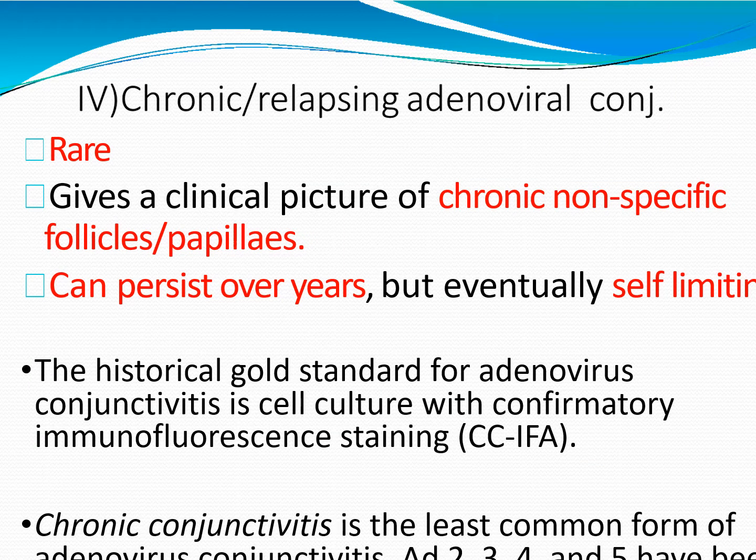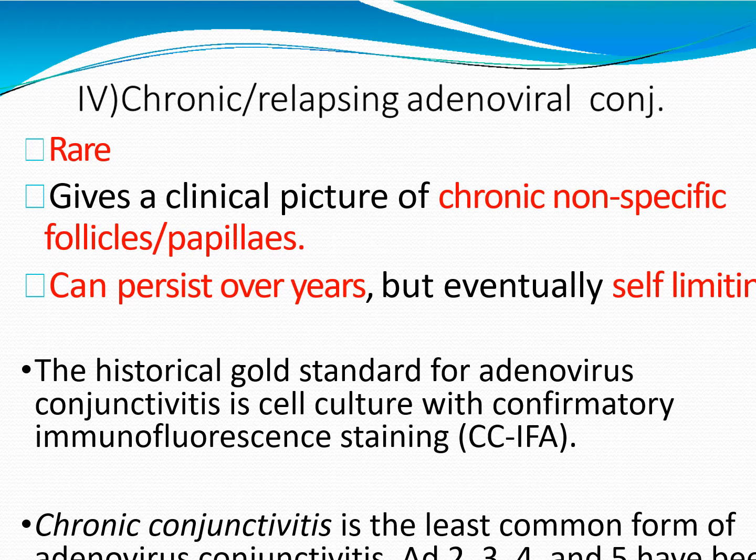Coming to the fourth entity, that is chronic relapsing adenoviral conjunctivitis. It is a rare disease, gives a clinical picture of chronic non-specific follicles or papillae. This can persist over years but is eventually self-limiting.